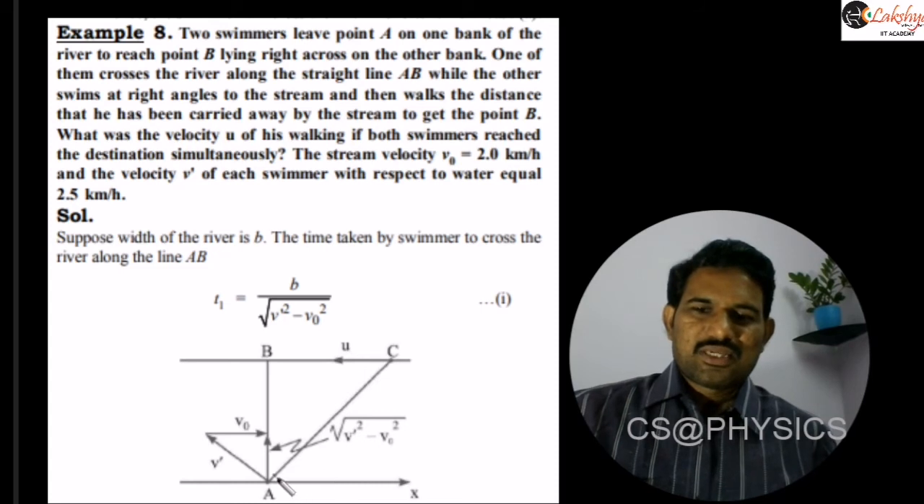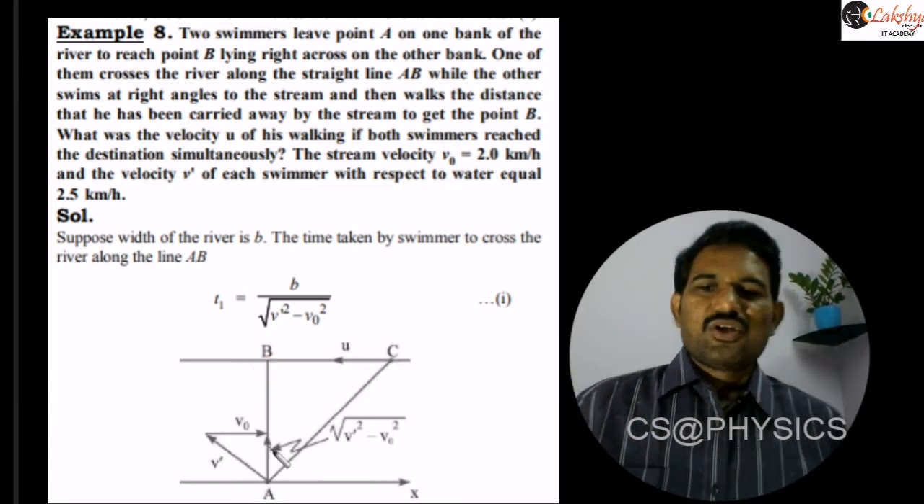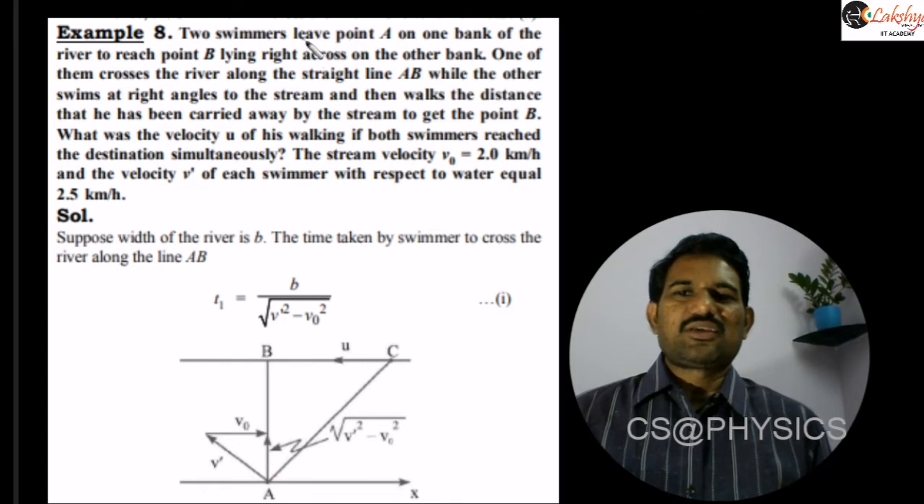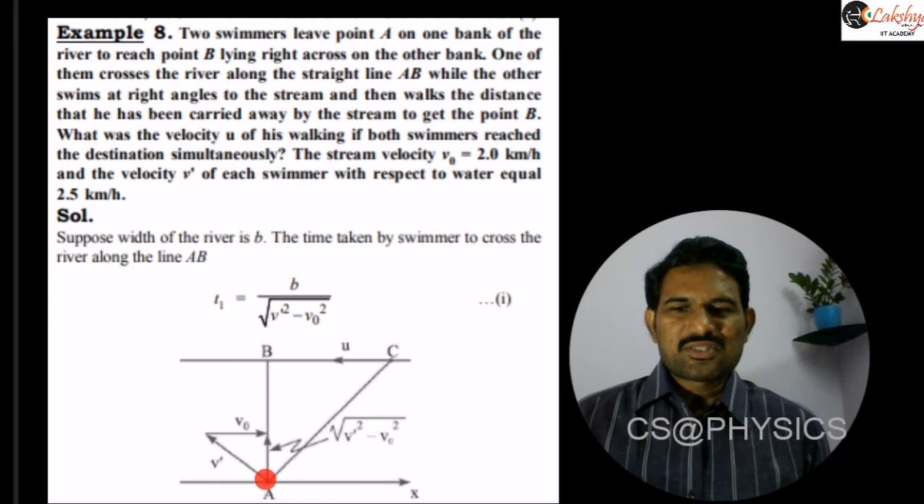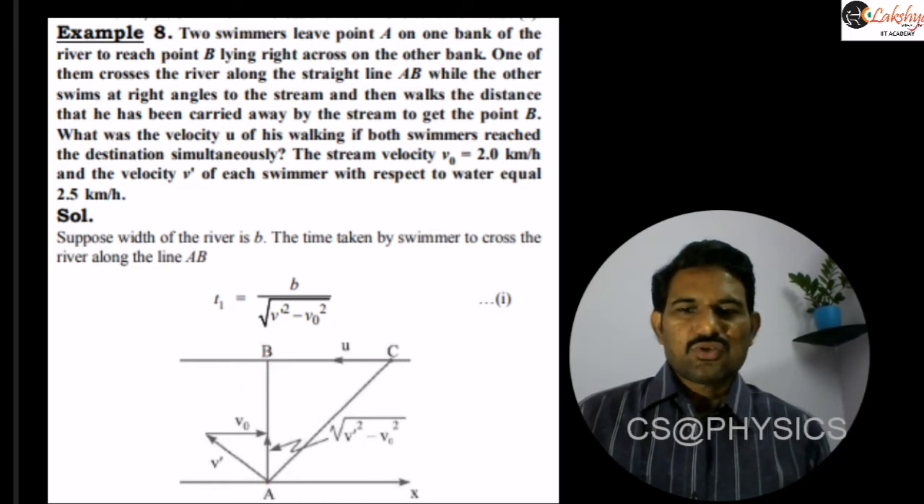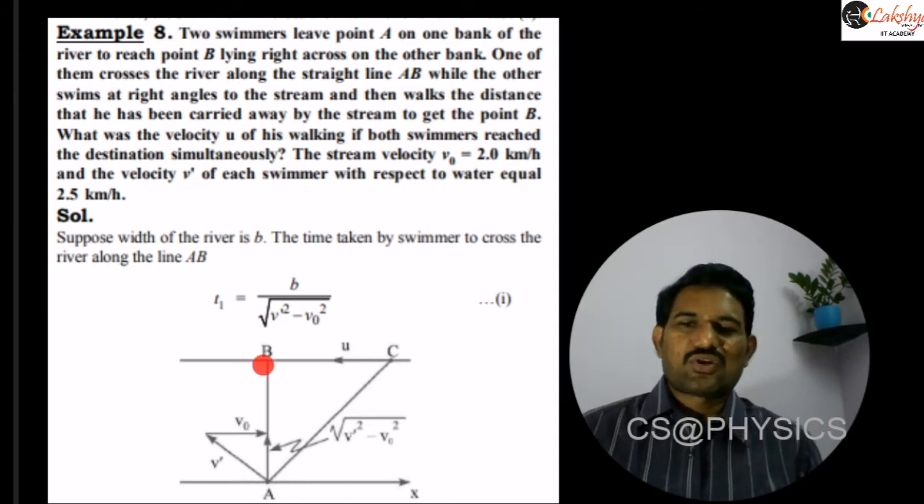That means there are two persons, they are starting from the same point and they want to reach the directly opposite point. One is deciding to cross along the shortest possible path, that is, one of them crosses the river along the straight line AB. That means he is directly reaching this point. So say first person A is reaching directly this point, meaning he is crossing along the shortest possible path.